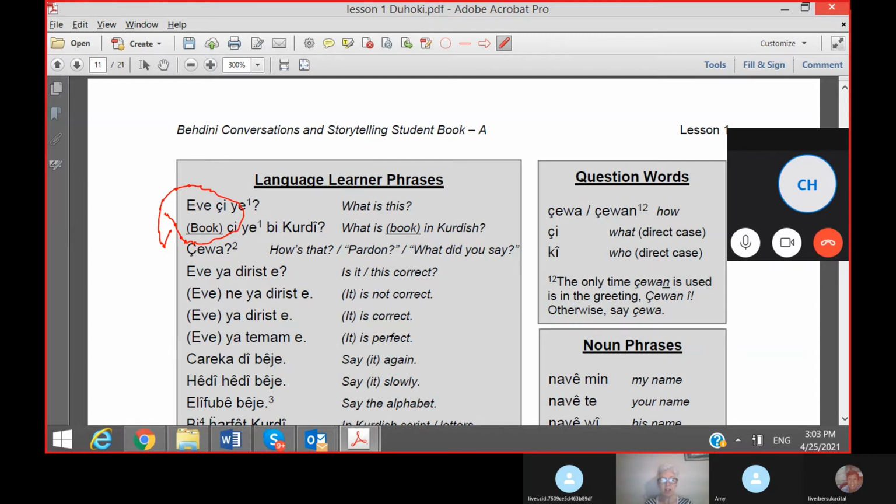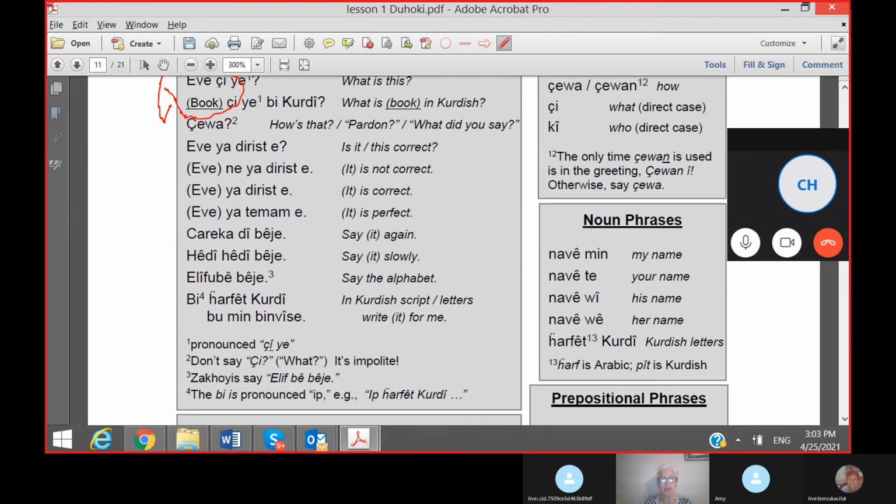These language learner phrases here on the left will be helpful for you as you work with a language helper so that you can use as much Kurdish as possible and not use English with your language helper. One of the things that is so easy to do in the beginning, when you start working with a language helper who knows a little bit of English, is to just default to English all the time. But force yourself to use some Kurdish.